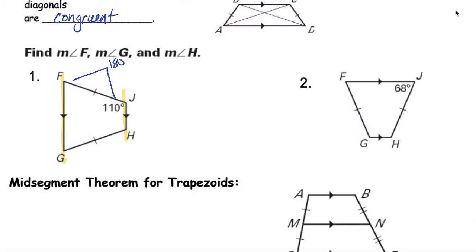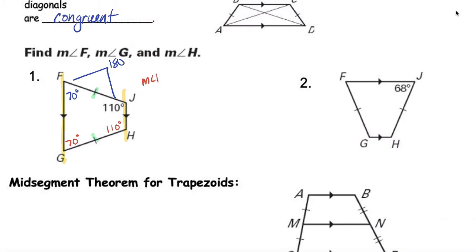So 180 minus 110 is 70. So we're able to find this angle here as 70 degrees. We also have the legs marked as congruent here. Since those are marked congruent, we're able to have some pairs of congruent angles. Along each base is your pair of congruent base angles. So we're able to fill in those other missing angle measures.